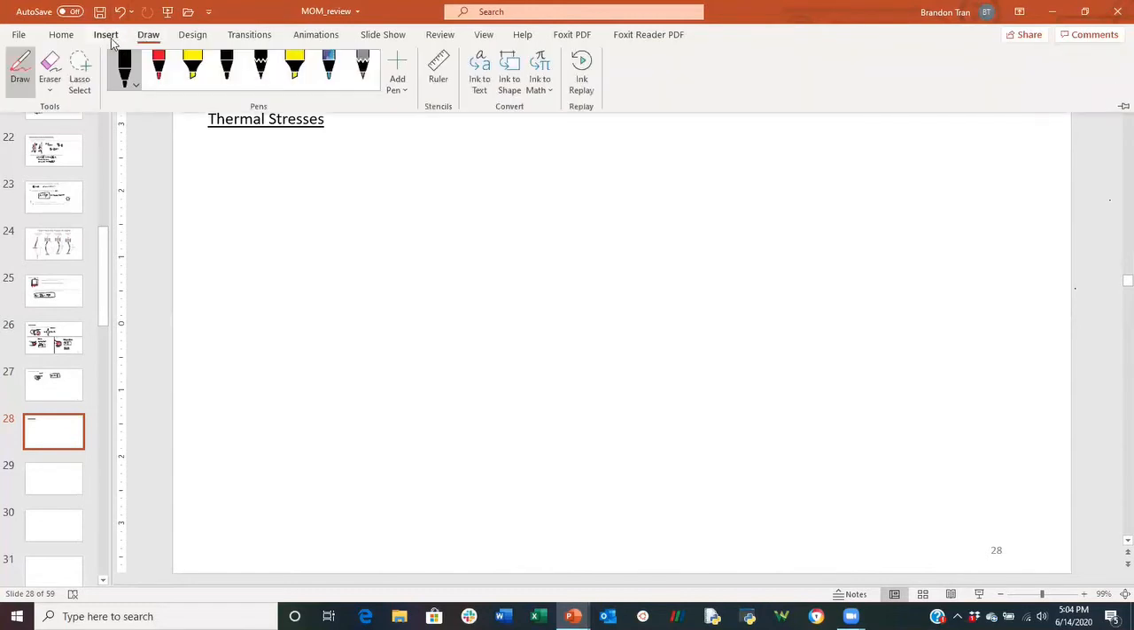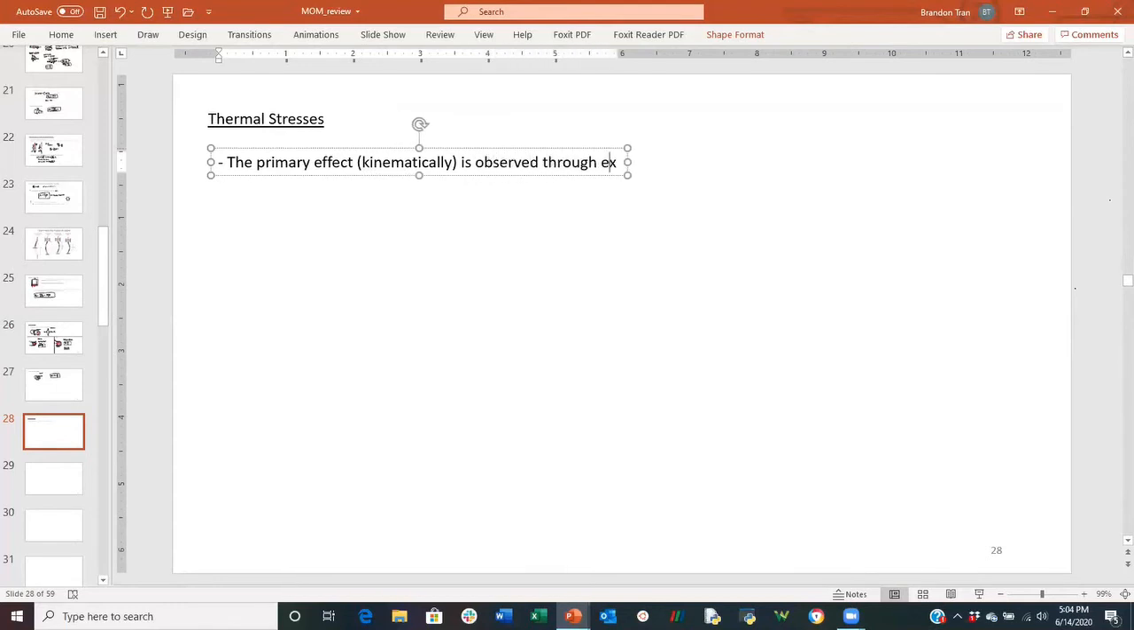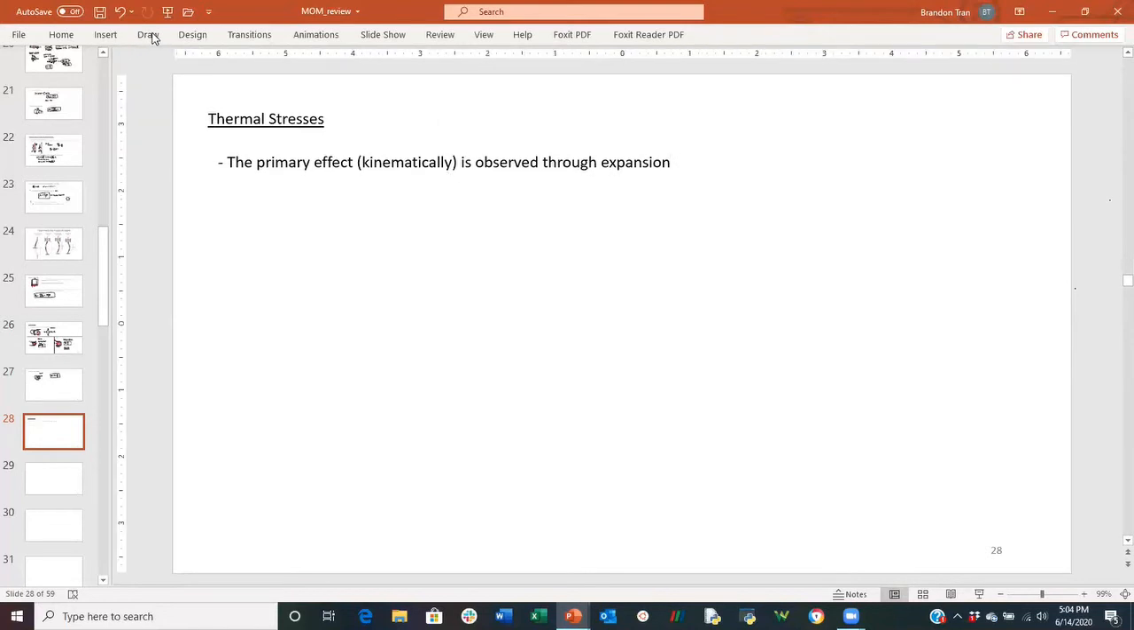The only thing we need to note here, at least for our initial assumption for thermal stresses, is that the primary effects and kinematic effects are observed to be expansion. Okay, so if you heat something, you expect it to expand. So let's just do a 1D case for now so you can have a clear glimpse of what's going on, how that relates to the stress and strain of a material.